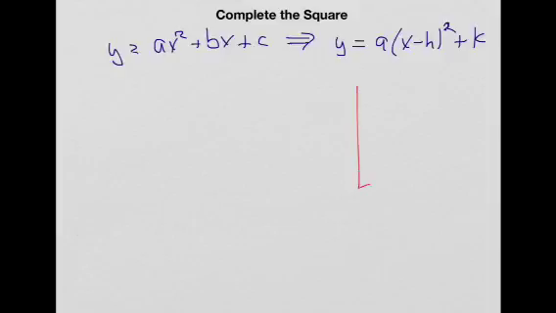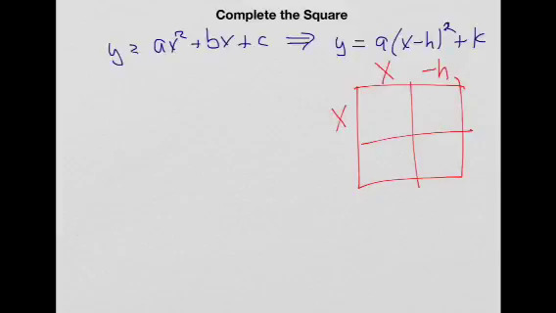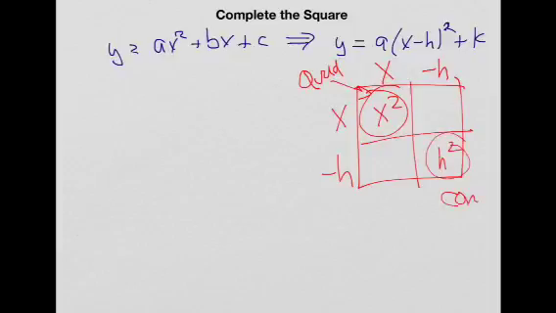So if we think back to our Punnett square, which helps us visualize the idea of this square, we've got x and a minus h, and we have x and a minus h. So this is x squared. That's our quadratic term. Here's our h squared, which is our constant term. And then down these two, we have our negative xh, negative xh. That's our linear term.